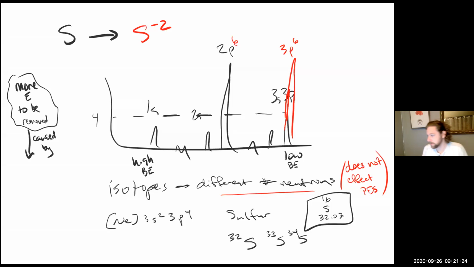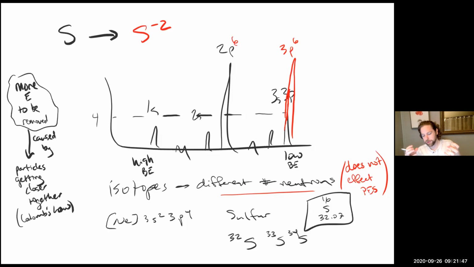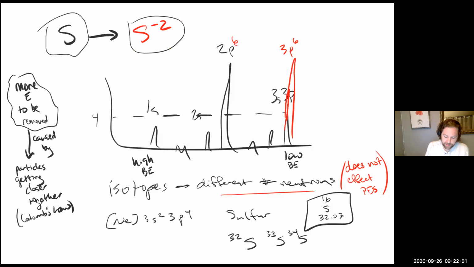So when the atoms get smaller, more energy is needed to be removed, caused by particles getting closer together. And this is Coulomb's law, the idea that the closer the charged particles are to each other, the stronger their attractive forces are felt. So more energy to be removed would be caused by them getting closer together. When sulfur ionizes, does the atom get larger or smaller?